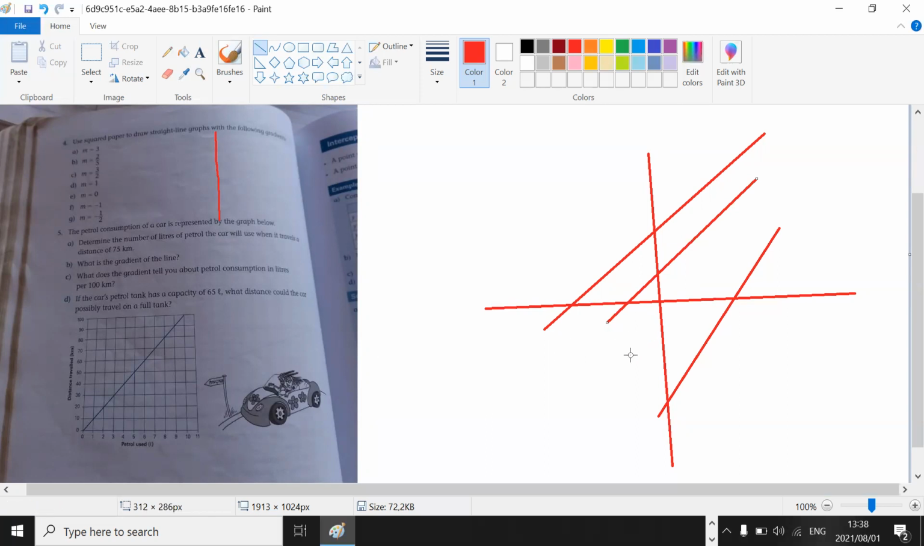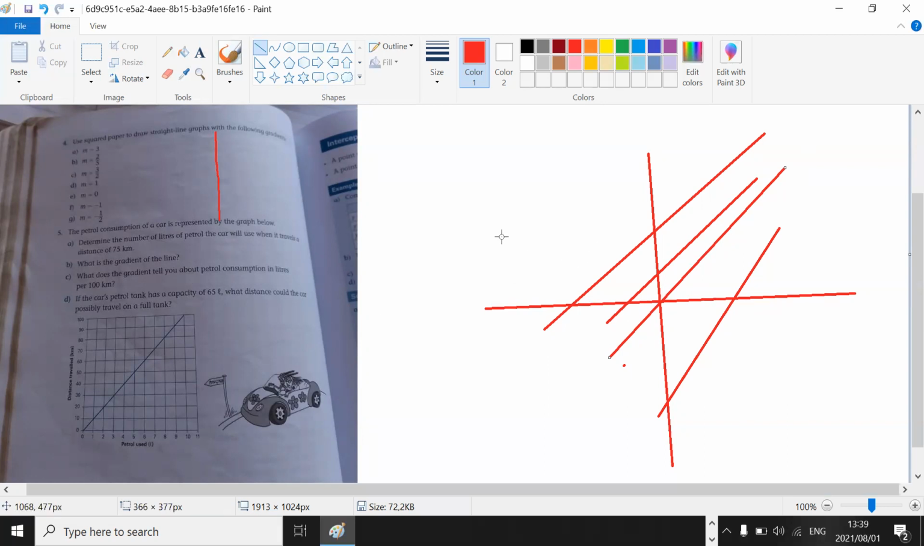For number D, if it is equal to 1, the line must pass through the origin because the gradient is not greater than 1 and is not less than 1. The origin is where these two axes of the Cartesian plane cut. Therefore, you are going to have this line for a gradient equal to 1. Is that clear? Yes. All right. And then for number E, the gradient is not positive and is not negative.